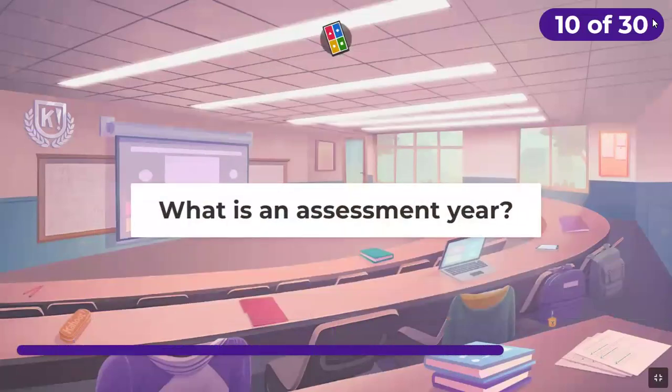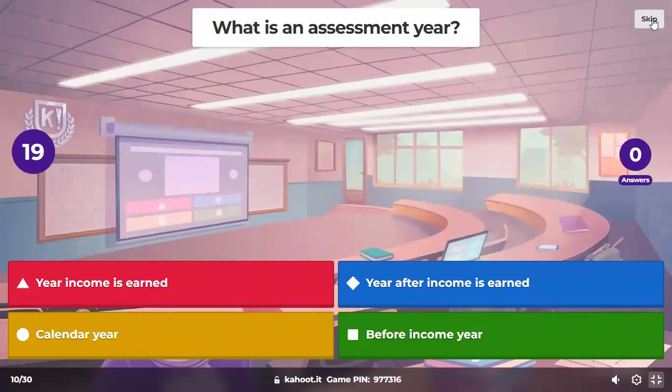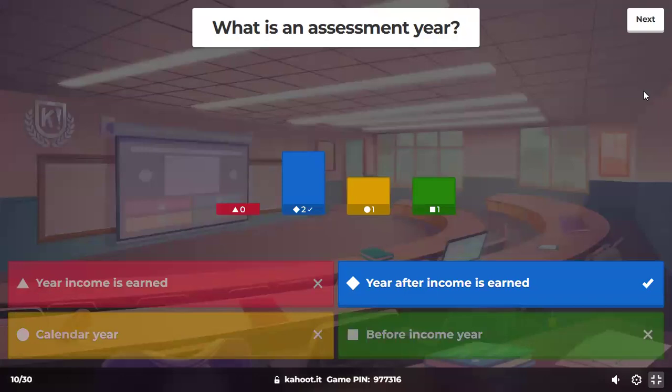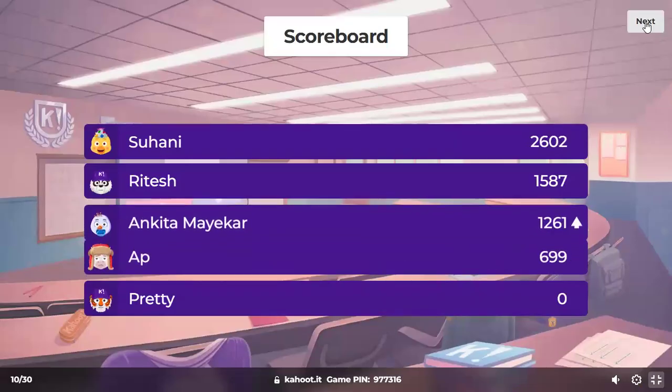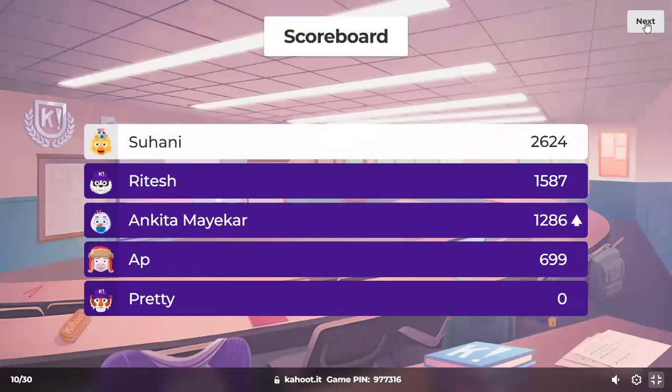Next, what is an assessment year? Red color, income is earned; yellow, calendar year; blue, year after income earned; and green, before income year. So we got two blue answers, one yellow and one green. The correct answer is the year after income earned. So Suhani again leading, only Ankita was able to score additional, so she climbed one step.